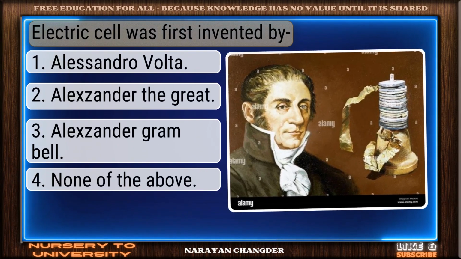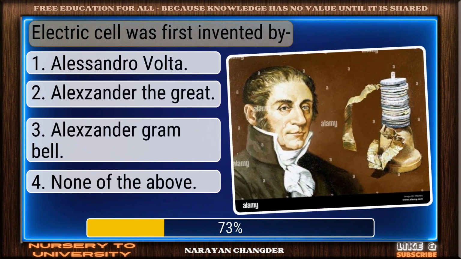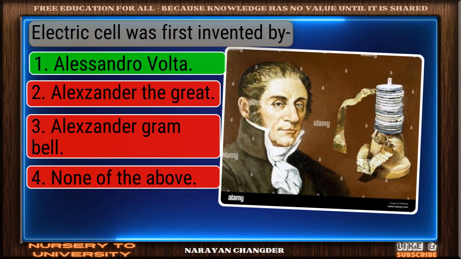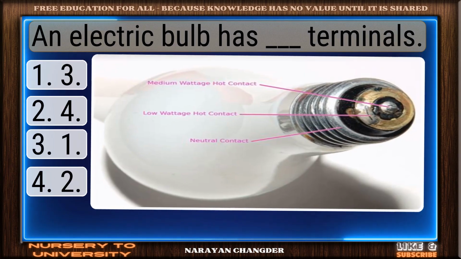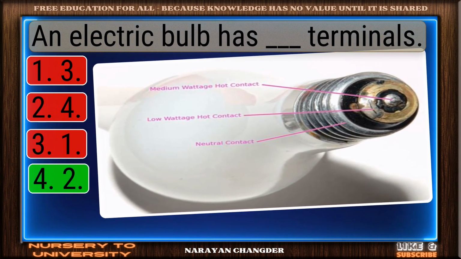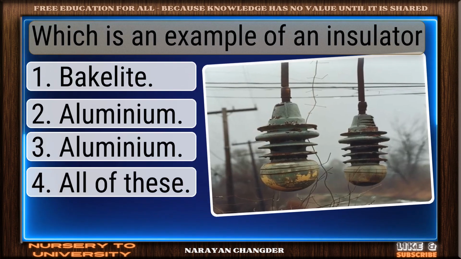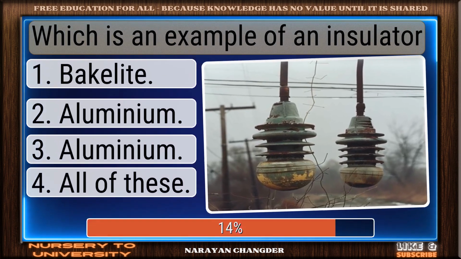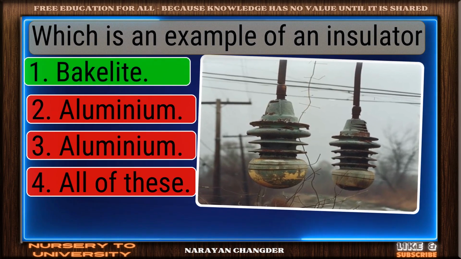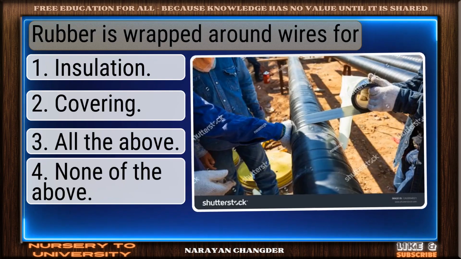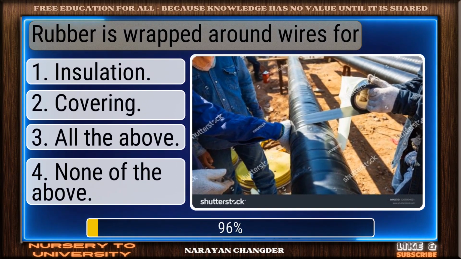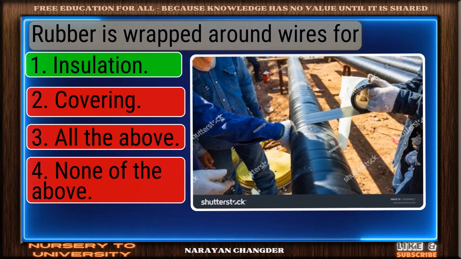Electric cell was first invented by? Correct. Alessandro Volta is the right answer. An electric bulb has dash terminals. Smart move. 2 is an accurate answer. Which is an example of an insulator? Correct response. Bakelite is the most accurate answer. Rubber is wrapped around wires for dash. Bravo. Insulation is the answer.